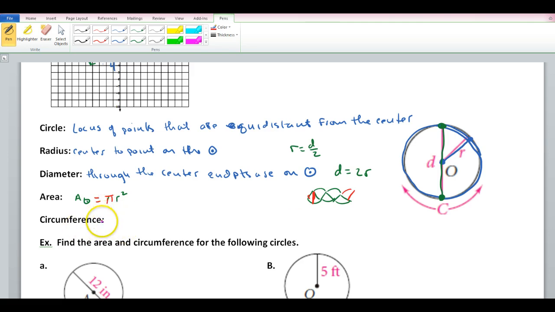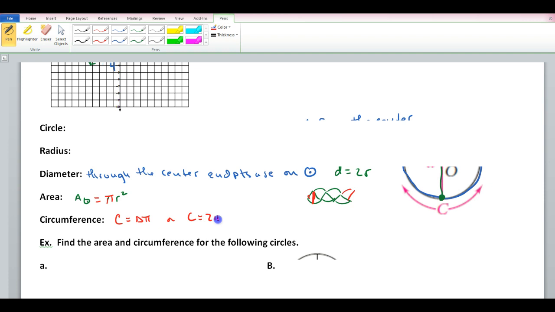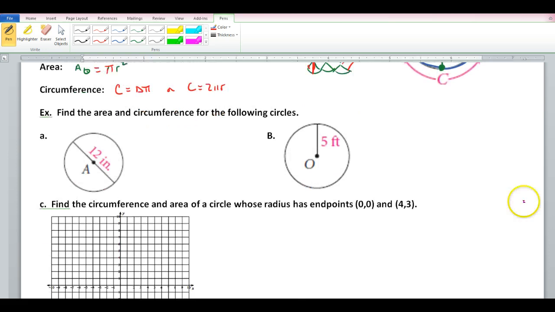When you figure it all out, you end up getting pi r squared to be the formula. Now the circumference of a circle, there's two ways you can do it. Circumference is either diameter times pi, or the circumference is equal to 2 times pi times the radius. I know I'm going through this fast, but this is probably a review for you guys.